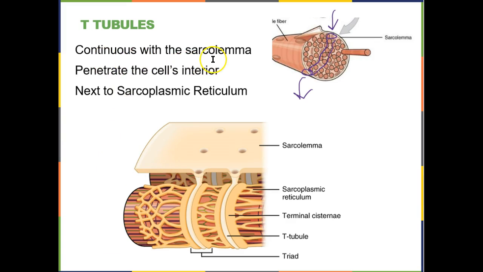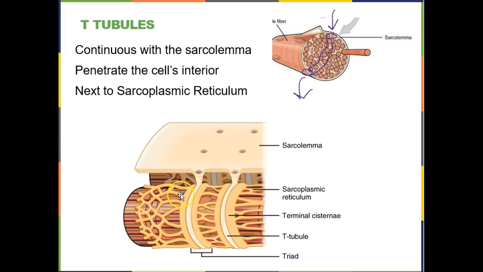When it says continuous with the sarcolemma, that means the material that makes up the T-tubules is the same kind of phospholipid bilayer that makes up the cell membrane. And later on, we're going to talk about proteins in the sarcolemma that allow your muscles to respond to nerve impulses. Those same proteins are embedded the whole length of the T-tubules.